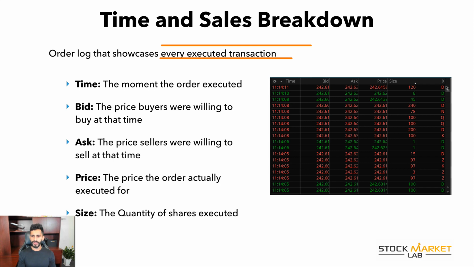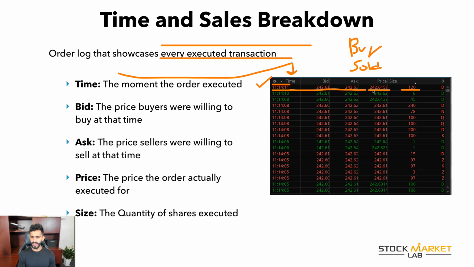Now, there are a few components in here. First, we have time, right? The time is the moment the order executed. So here it says 11:14:11, right? This is saying at 11 a.m., 14 minutes past 11 a.m. and 11 seconds, the order executed. Now, an order executing, does it mean people bought or sold? So once again, if an order is executed, like this order executed at $242.61 for 120 shares, does that mean someone bought or someone sold? That's a question I want you to think about.